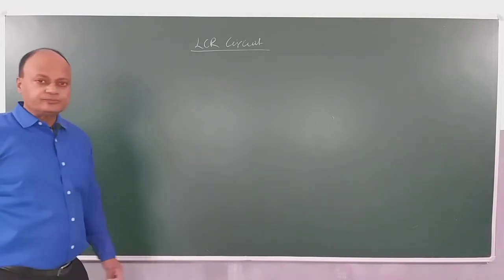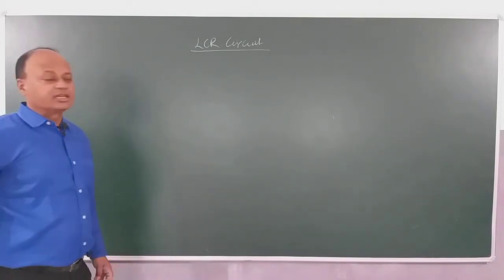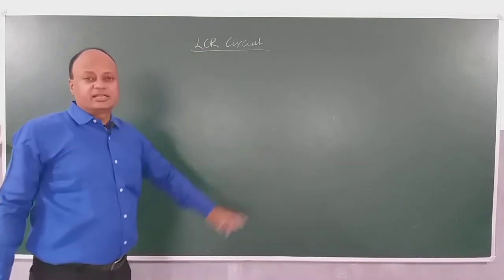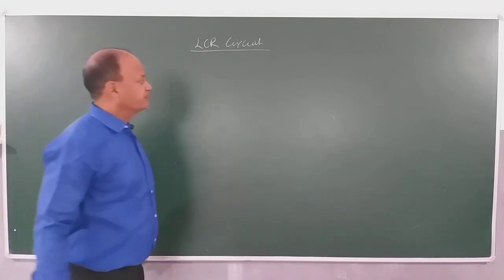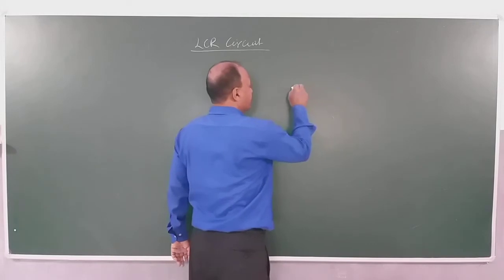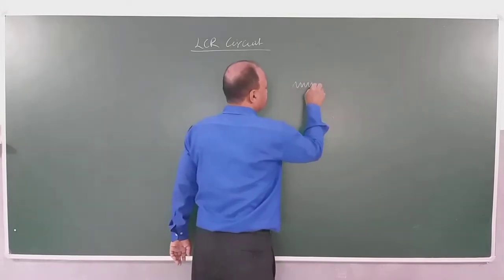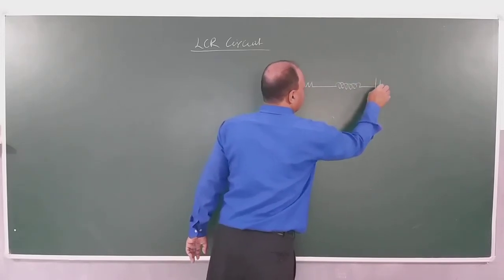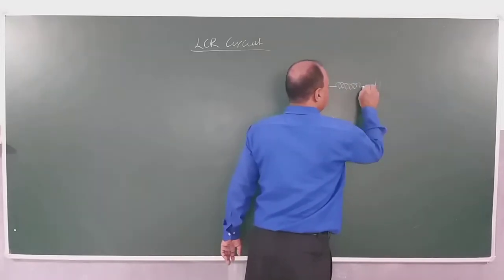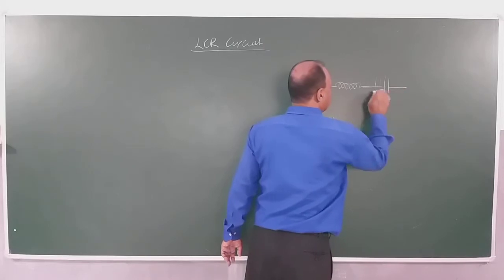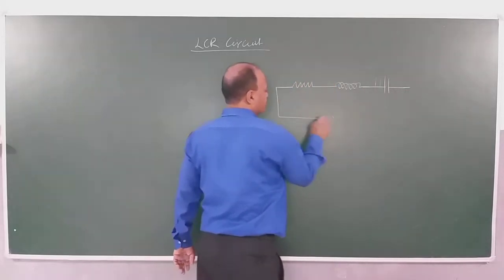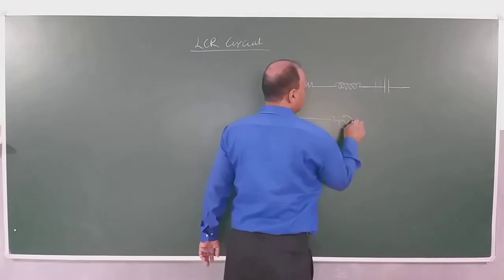Children, this LCR circuit, as the name implies, has an inductor, a capacitor, and a resistor. Three elements are there in the circuit. Let's draw it. We have a resistor here, we have an inductor here, and we have a capacitor here. Now these three elements of the circuit are connected in series, and they are connected across an AC source.